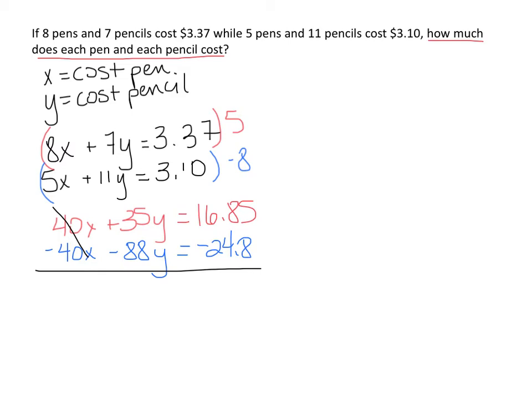35 minus 88 gives me -53y. And then 16.85 minus 24.8 gives me -7.95. When I divide, I find that y is equal to 0.15. Of course, I'm not done. I need to find the value of x.